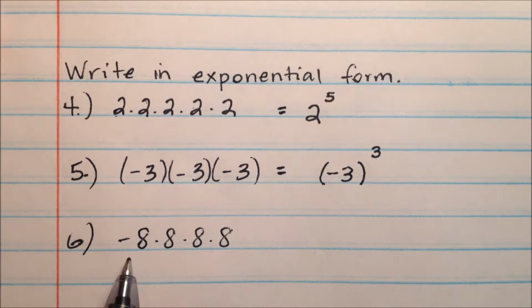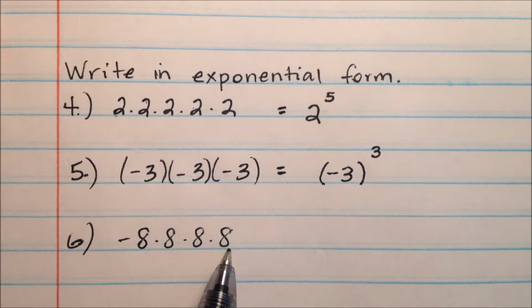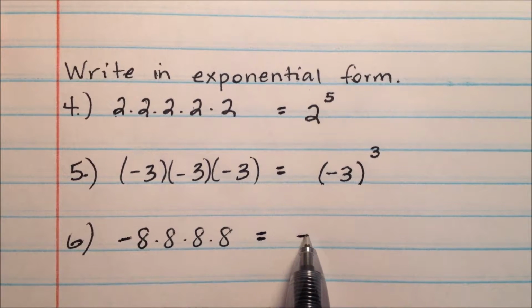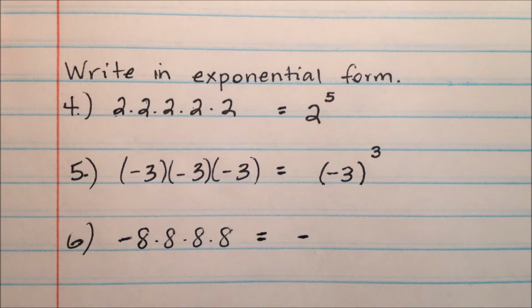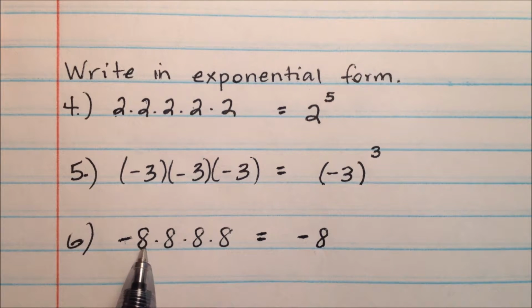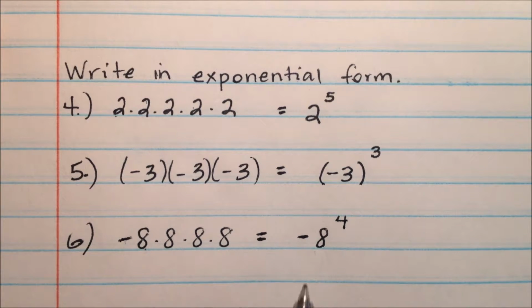In the last example, we have the opposite of 8 times 8 times 8 times 8. So, since the negative just appears one time out front, then we're going to write it that way when we do it in exponential form. And there will be no parentheses because we don't have any parentheses here. So 8 is the number that we're using, and 8 is being multiplied by itself 1, 2, 3, 4 times. So this one is the opposite of 8 to the power of 4.